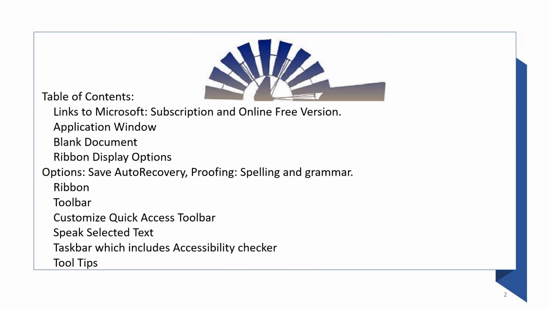Table of Contents: links to the Microsoft subscription and online free version, application window, blank document, ribbon display options, save auto recovery, proofing, spelling and grammar, ribbon, toolbar, customize quick access toolbar, speak selected text, taskbar which includes accessibility checker, tooltips.